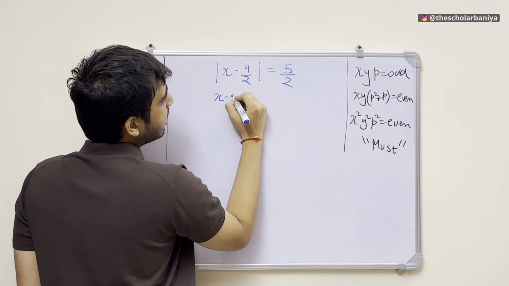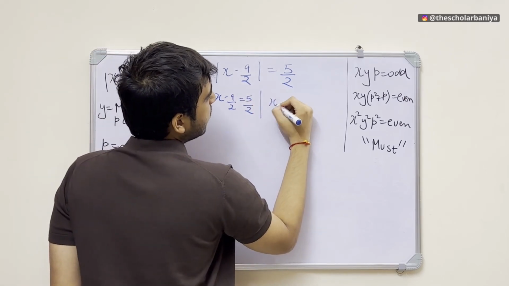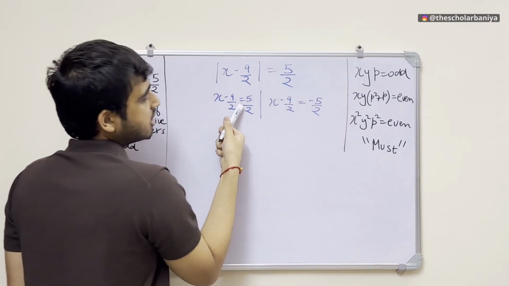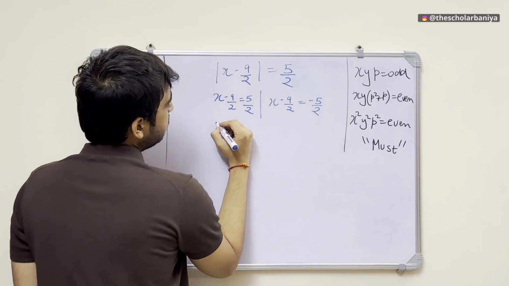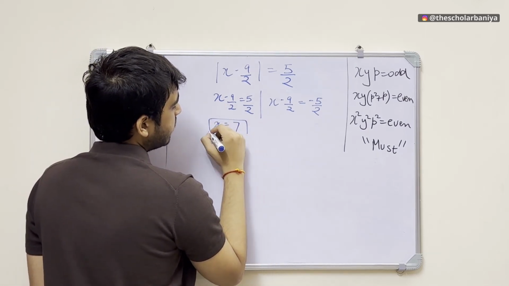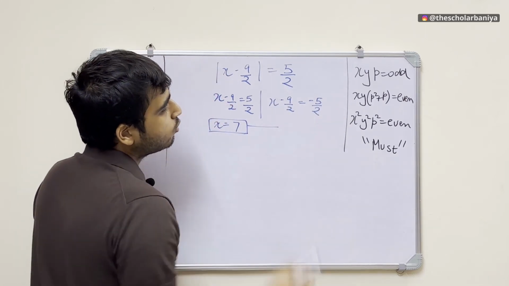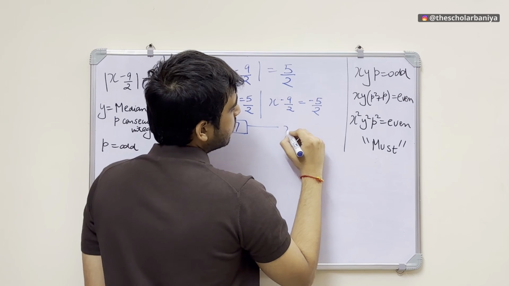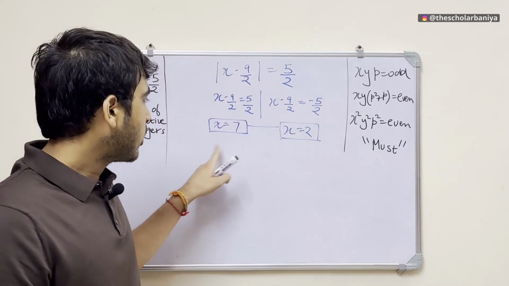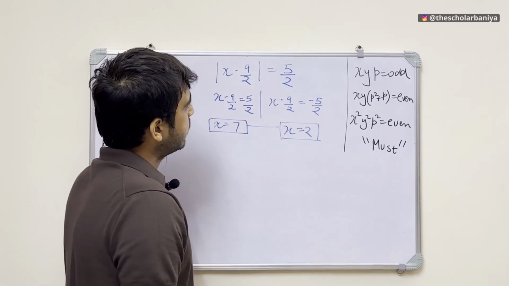So x - 9/2 = 5/2, right? And x - 9/2 = -5/2, right? One's plus and one's minus. So this comes out to be x = (9 + 5)/2 = 14/2, which is 7. And similarly, this comes out to be x = 9/2 - 5/2 = 4/2, which is 2. So these are the two possible values of x. So x can either be 7 or x can be 2, right?